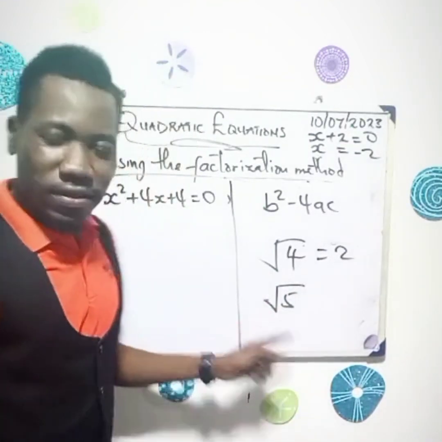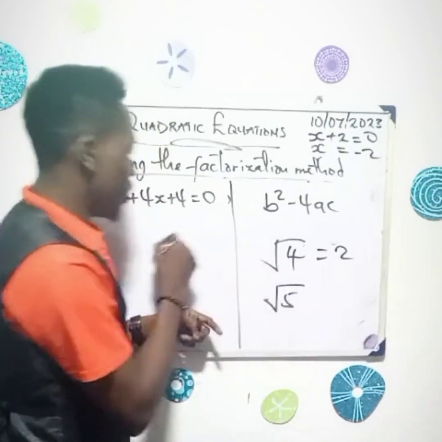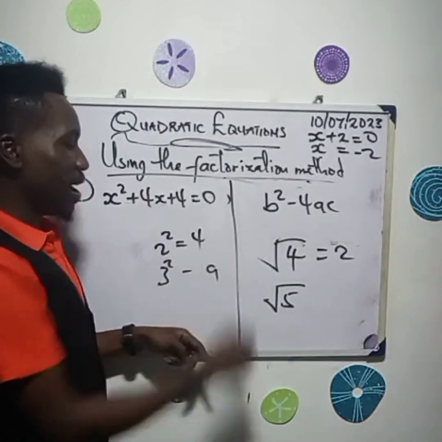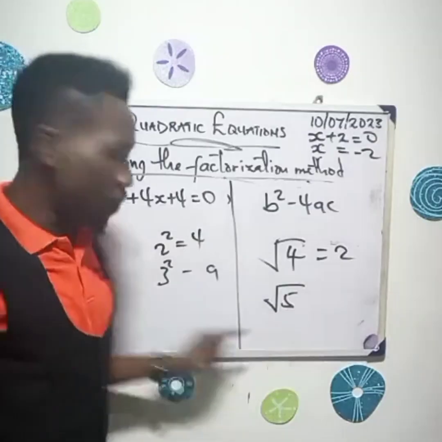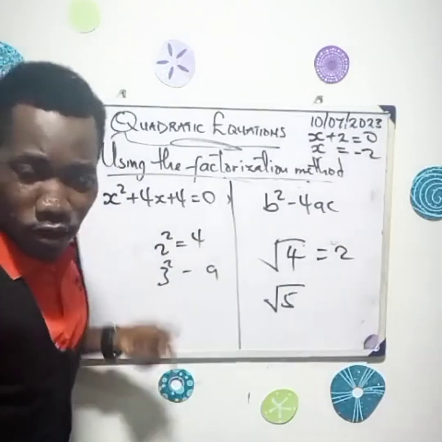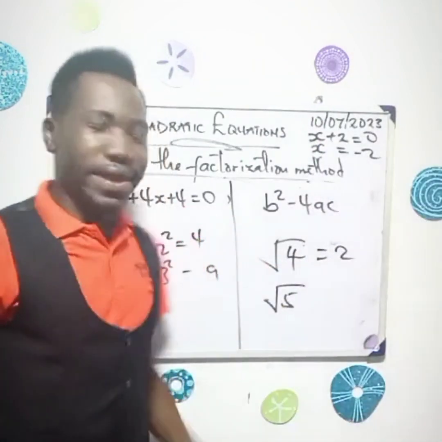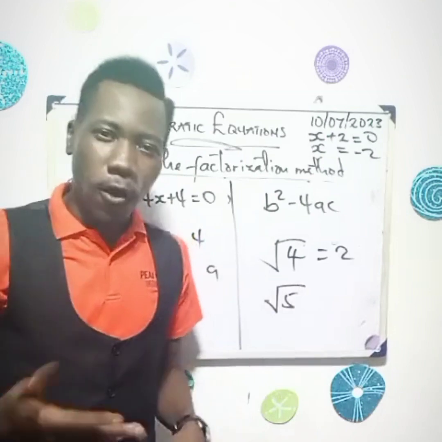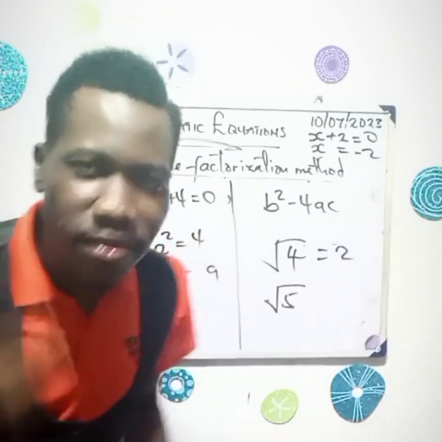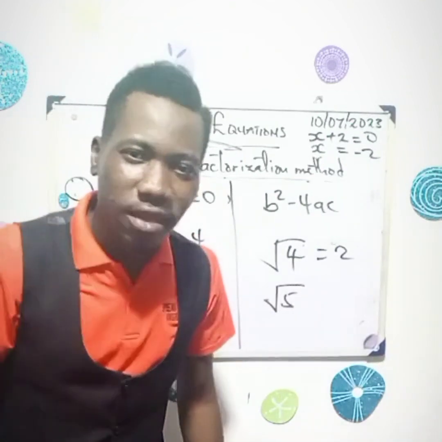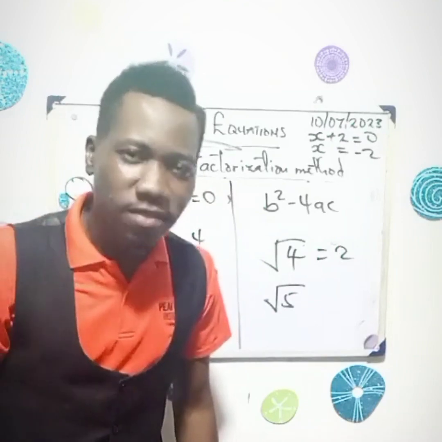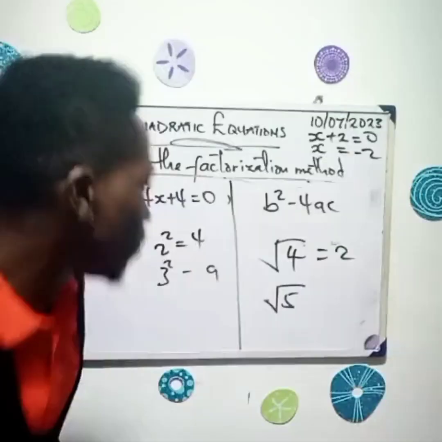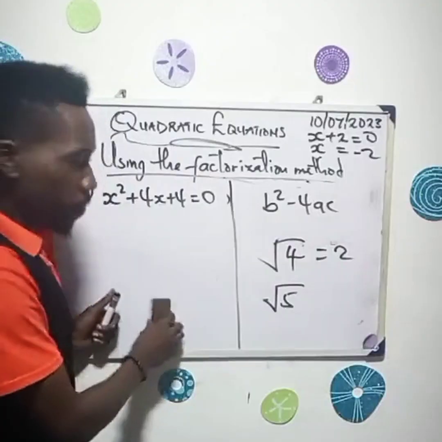Why? 2 squared gives us 4. The next number, 3 squared, gives us 9. So the square root of 5 will be between 2 and 3, so it's going to be 2 point something. In that case, 5 is not a perfect square. Examples of perfect squares: 4, 9, 16, 25, 36, 49, 64, 81, 100, 121, 144, and so on. All those are what we call perfect squares.